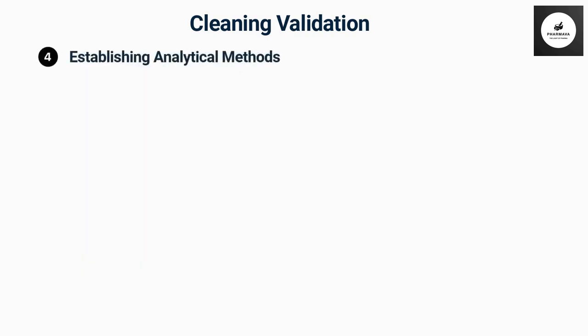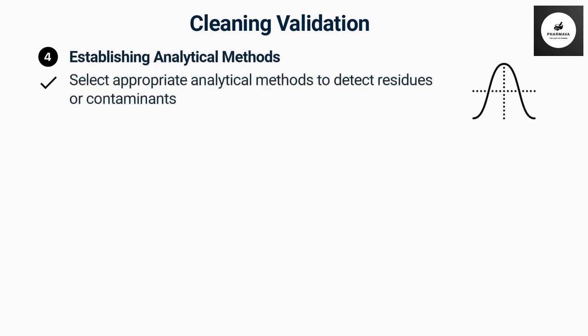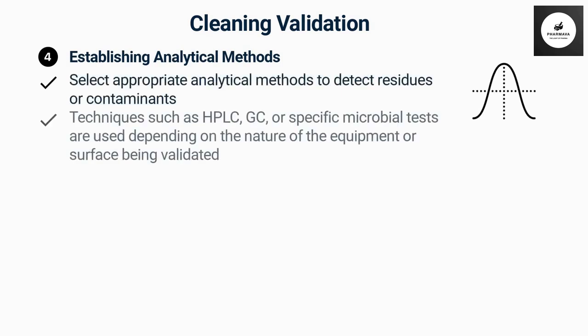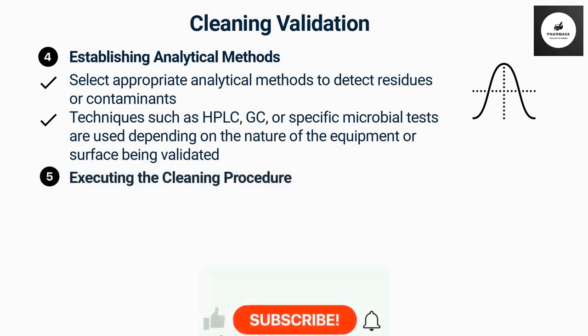Step 4. Establishing analytical methods. We select appropriate analytical methods to detect residues or contaminants. Techniques such as HPLC, GC, or specific microbial tests are used depending on the nature of the equipment or surface being validated. Step 5. Executing the cleaning procedure.